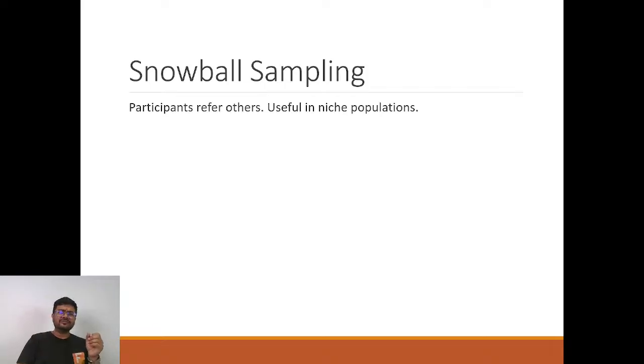It's just like throwing a snowball at someone. So I'm throwing this snowball of feedback at one person, and that person is throwing the snowball of feedback to 3 different persons, and those 3 are throwing a snowball at 3 different persons. So this is just like referring others, and that's why it's called snowball sampling.